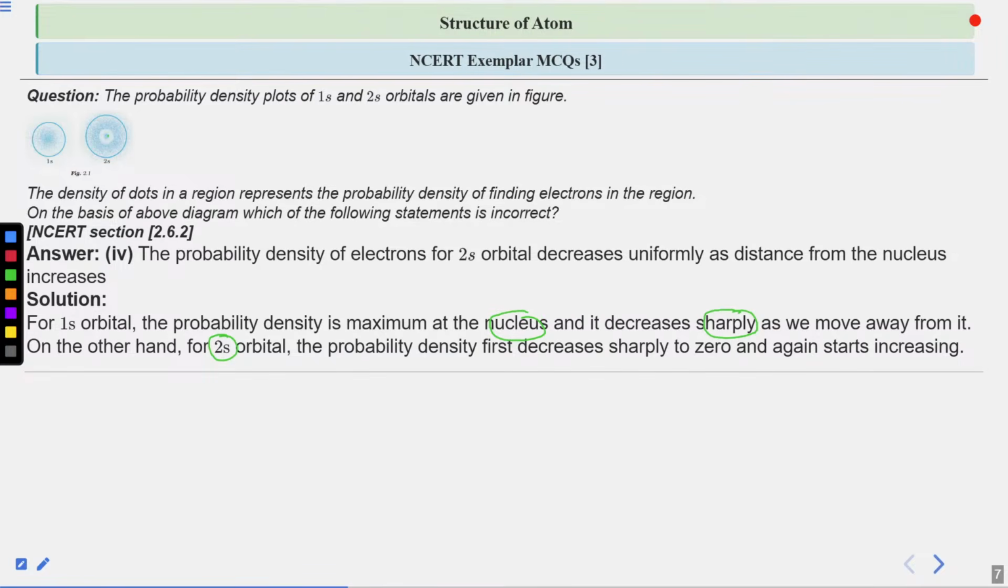So this region is not uniform, but in case of 1s, it is completely uniformly decreasing. There is no radial node. So due to the presence of the radial node in the 2s orbital, there is a non-uniform decrease, or you can say a non-uniform change, in the electron density. Is it clear to all of you? Any doubt in this question? Okay, let us move forward.